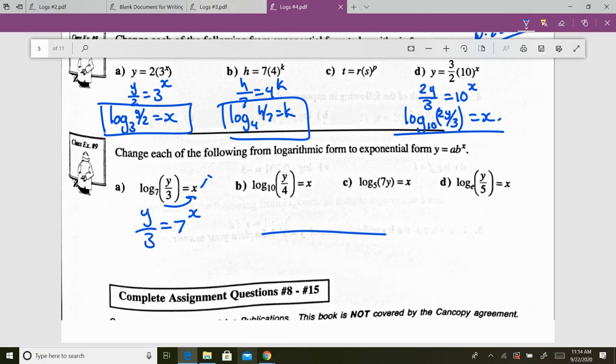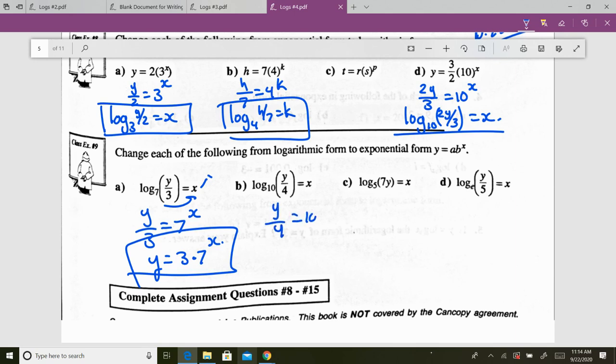How do I solve for y? Multiply the 3 over. So it's y is equal to 3 times 7 to the x. Can I write 21 to the x? No, just leave it, because they're not the same base. Same for this one. Convert to exponential. Y over 4 is equal to 10 to the power of x. Multiply the 4. 4 times 10 to the power of x. Getting the point? All right.